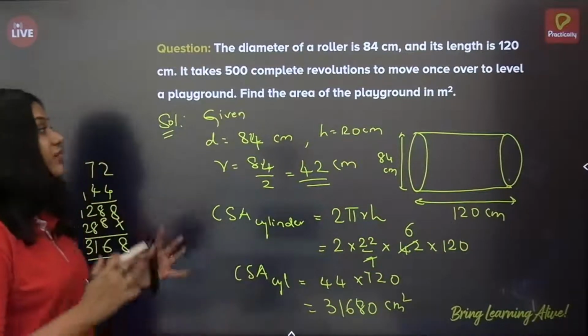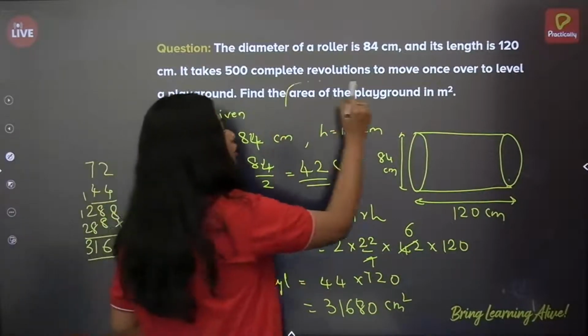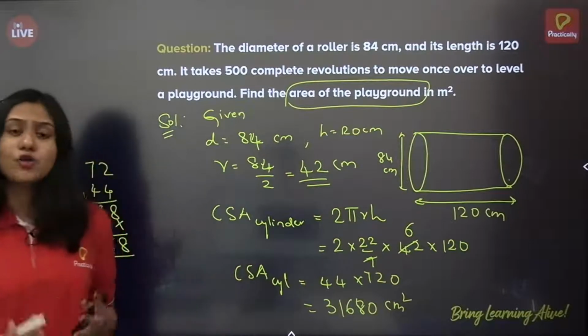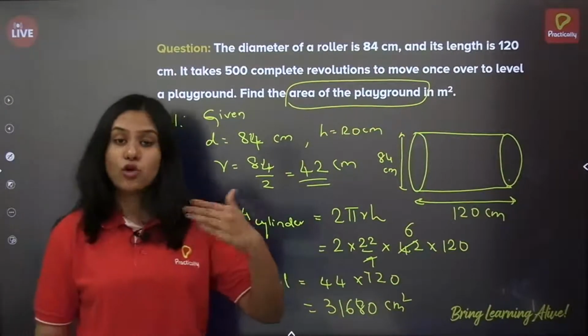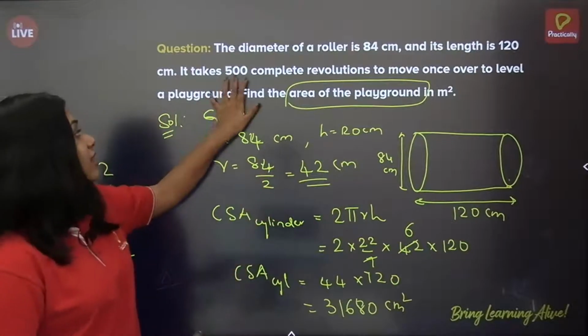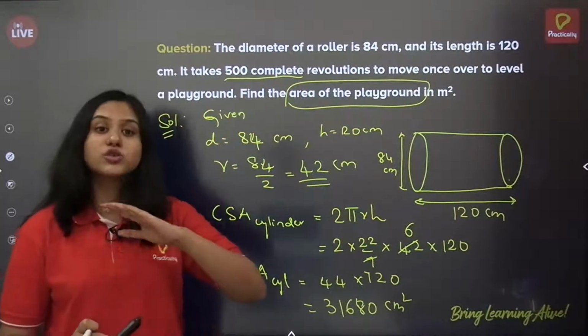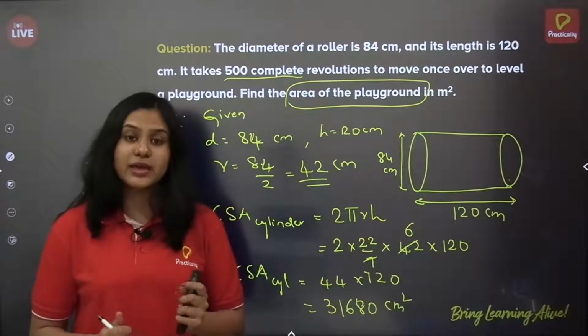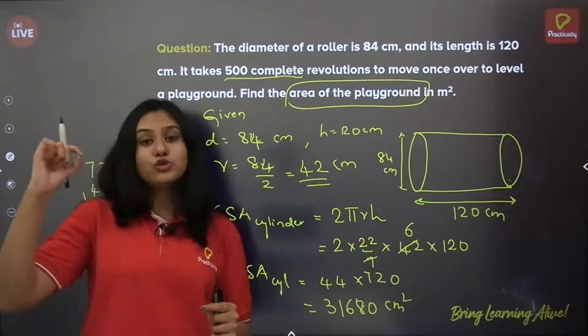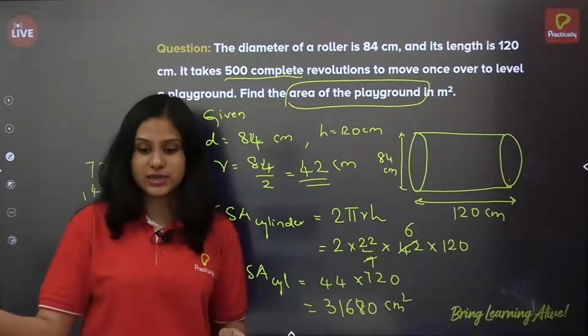No. We have to find the area of the playground. But how do we find the area of the playground? It is given that this roller has done 500 complete revolutions so as to even the playground. So what will be the area of the playground? 500 into curved surface area of cylinder, correct?